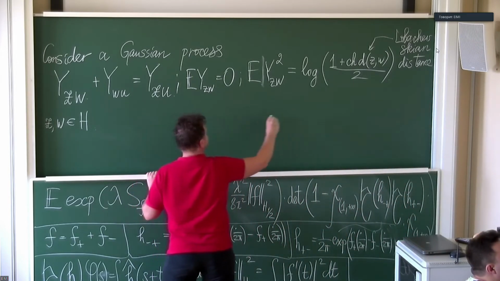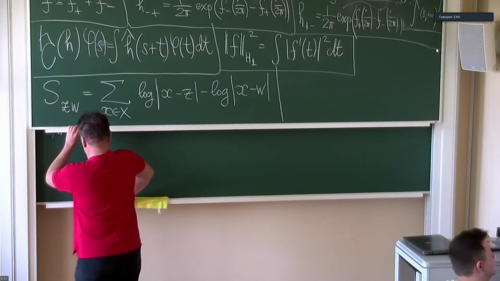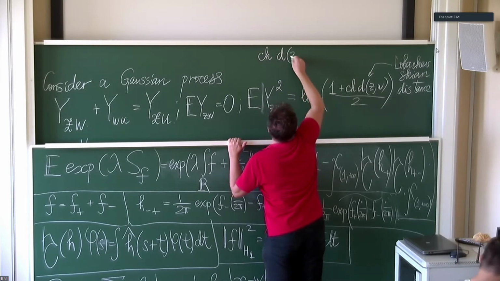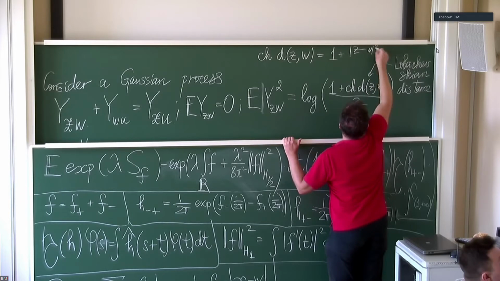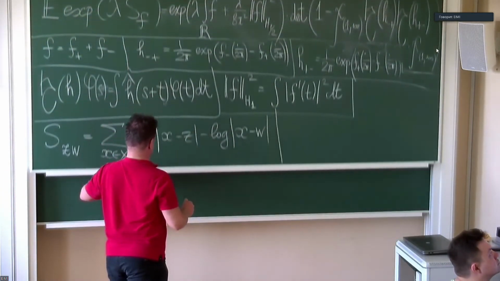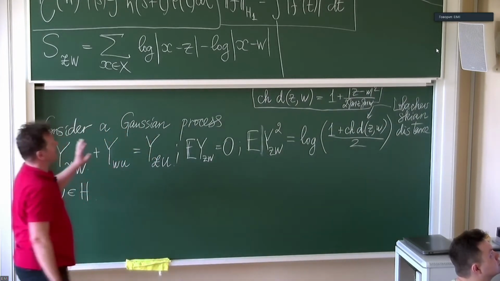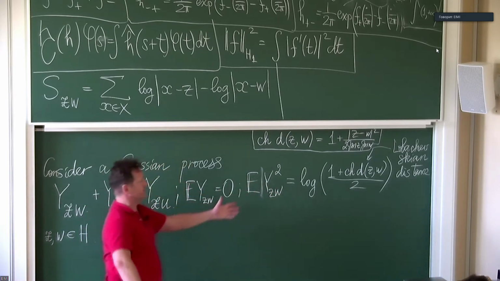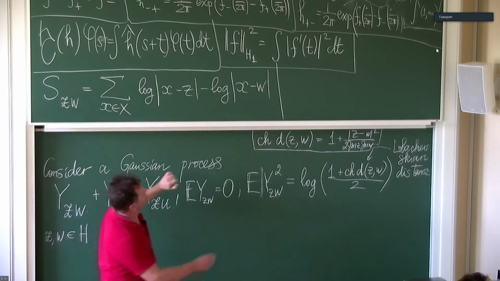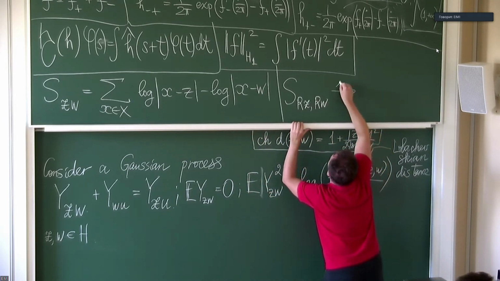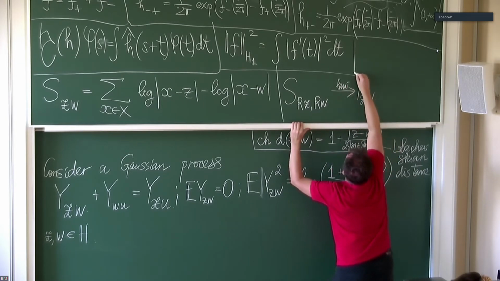Okay, let us see. So cosine hyperbolic of d_ZW is 1 plus |z minus w| squared over twice the imaginary part of z times the imaginary part of w. Here we go. So here I have described a Gaussian process. By its very definition, this Gaussian process is invariant under Lobachevsky isometries. And S_ZW, by the theorem of Soshnikov, converges in law to Y_ZW. So this is Soshnikov.